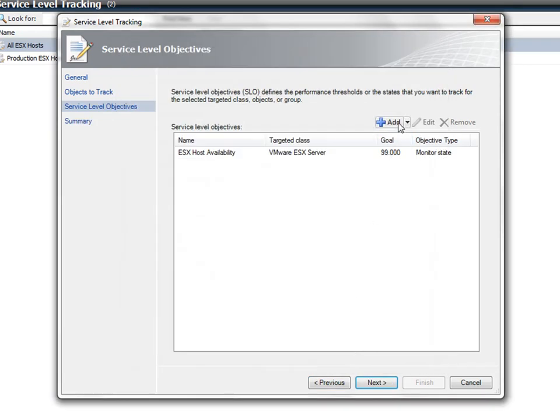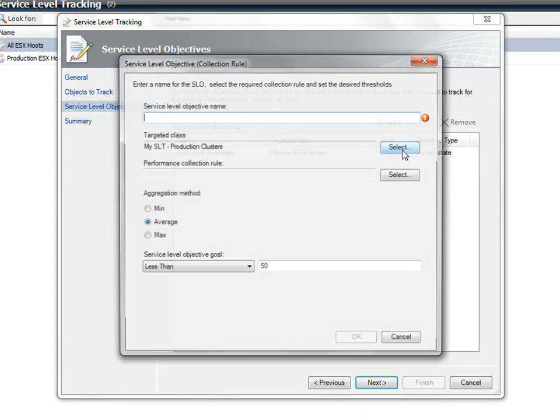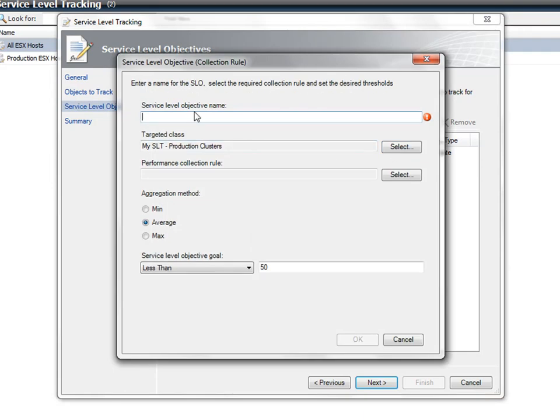The next SLO will target VMware ESX server memory capacity, as done in the other service level trackers. Note, in order to target the appropriate memory metrics, we will need to change the targeted class to memory.